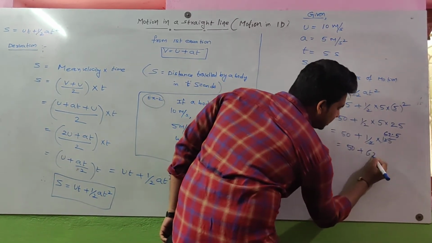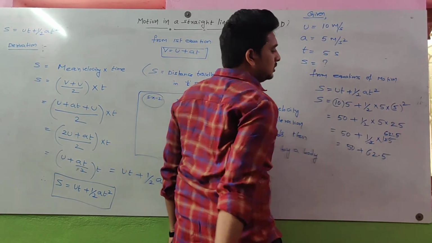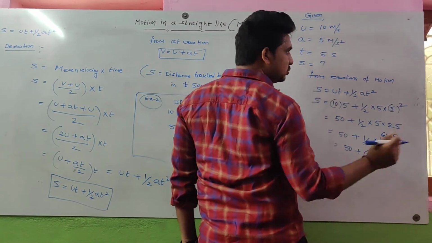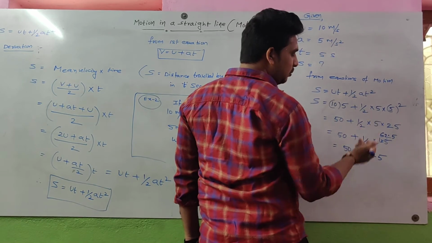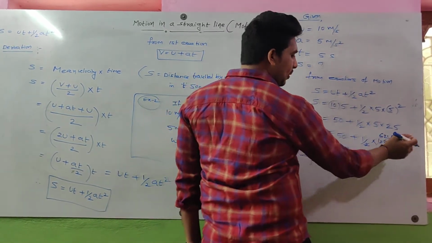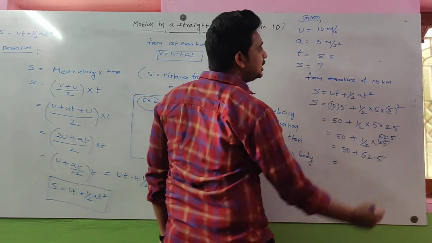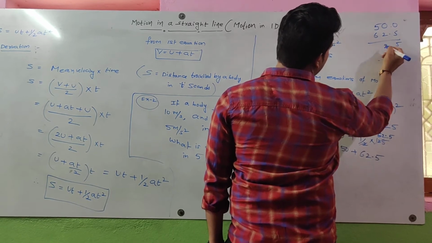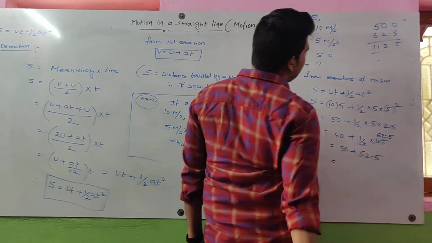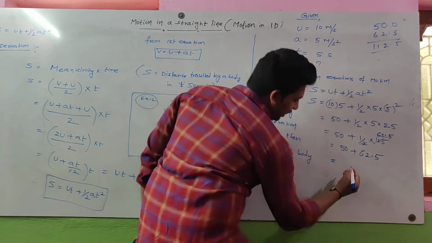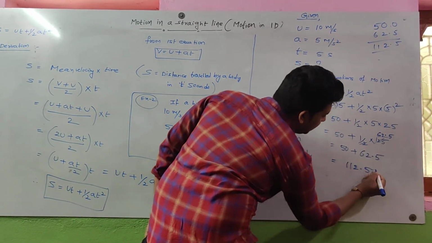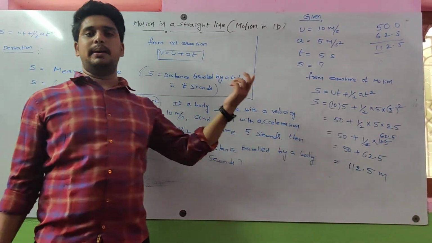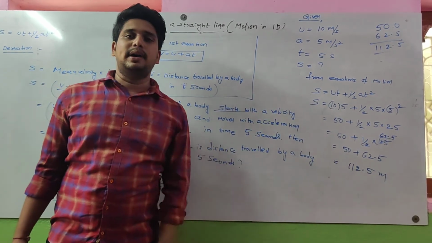So we got 62.5. Check: 2 sixties are 120, 2 twos are 4, and 2 fives are 1, so 120 plus 4 plus 1 is 125. So 62.5 it is. Now 50 plus 62.5: 5 plus 6 is 11, so we got 112.5. So the total distance traveled by the body is 112.5 meters.